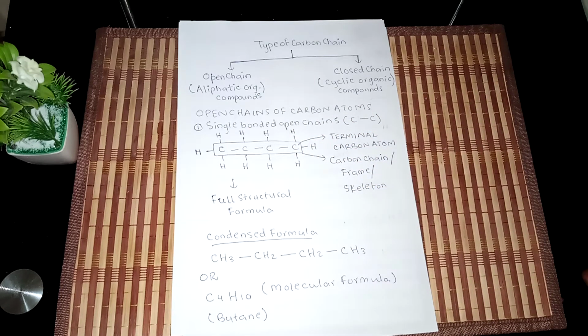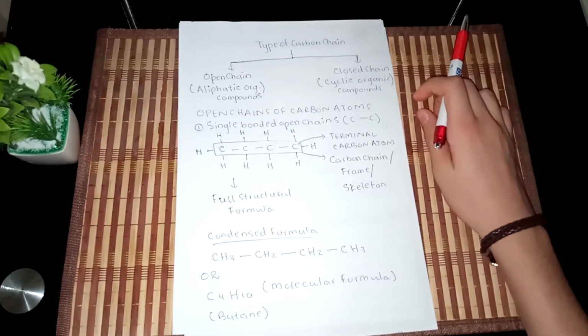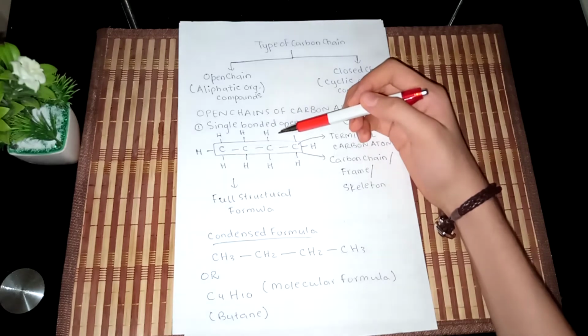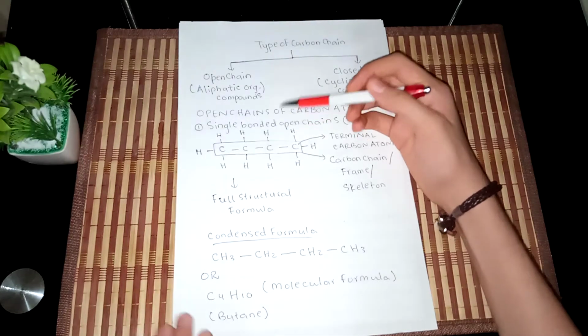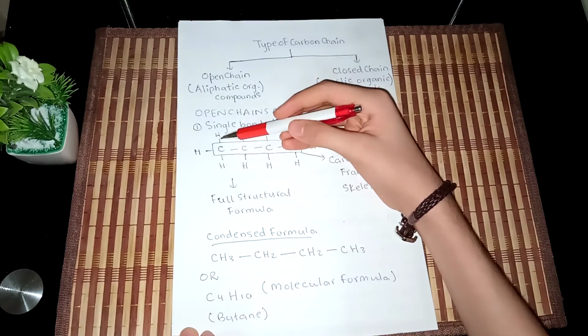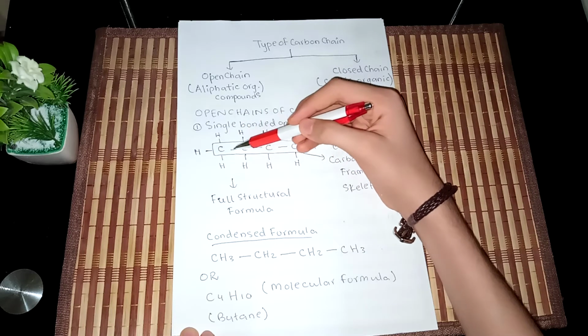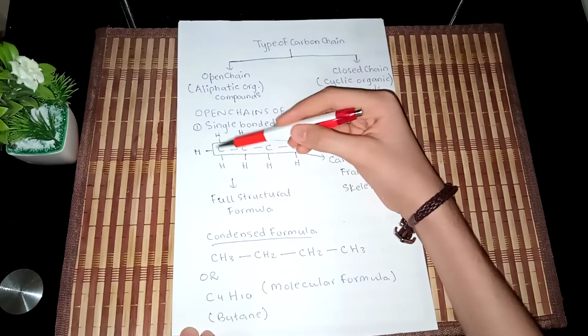So here are 4 carbons and 10 hydrogens. Now you should pay attention. Each carbon forms 4 covalent bonds. It has 4 free valencies. Now I'll prove it. Here's carbon. Its first bond is made with hydrogen, second with hydrogen, third with hydrogen, and its fourth bond is with carbon itself. First bond, second, third, fourth.